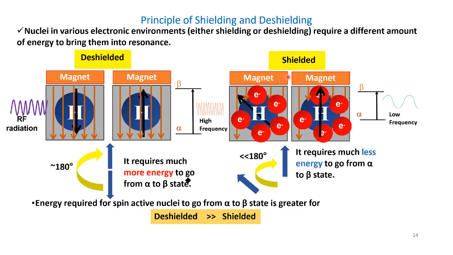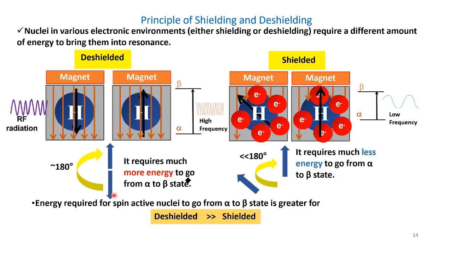However, in the case of shielded, suppose the nucleus is having a spin which is less than 90 degrees. So in that case, to align itself against the magnetic field, it will require very little energy because it is already less than the 90 degree or 180 degree. Basically 180 degree, but here it is shown that it is less than 90 degrees. So it will require very little energy. So a very low frequency is required, a very low Tesla level of frequency in that case.